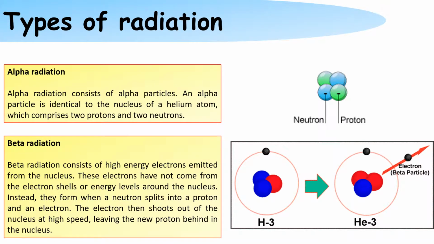Beta radiation consists of high-energy electrons emitted from the nucleus. These electrons have not come from the electron shell or the energy levels around the nucleus. Instead, they form when a neutron splits into a proton and an electron. The electron then shoots out from the nucleus at high speed, leaving behind a new proton.